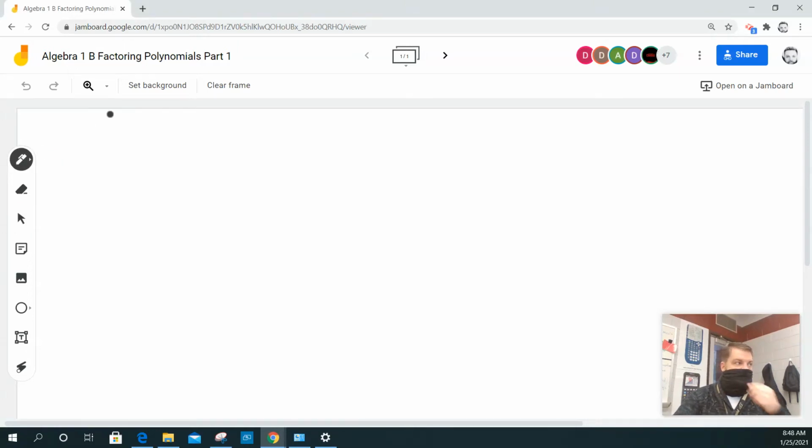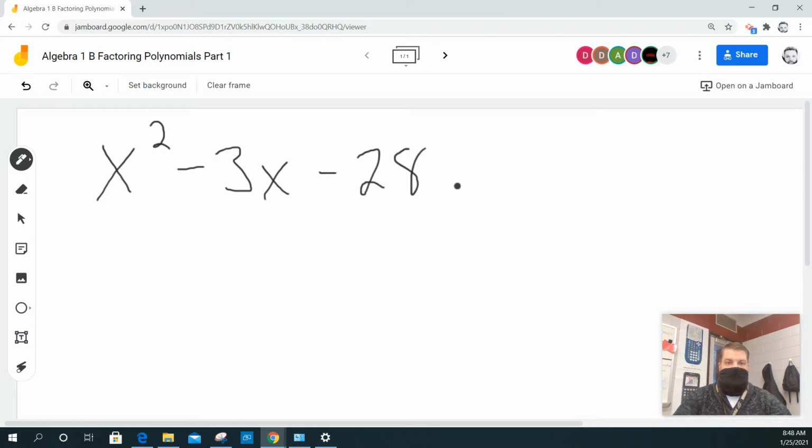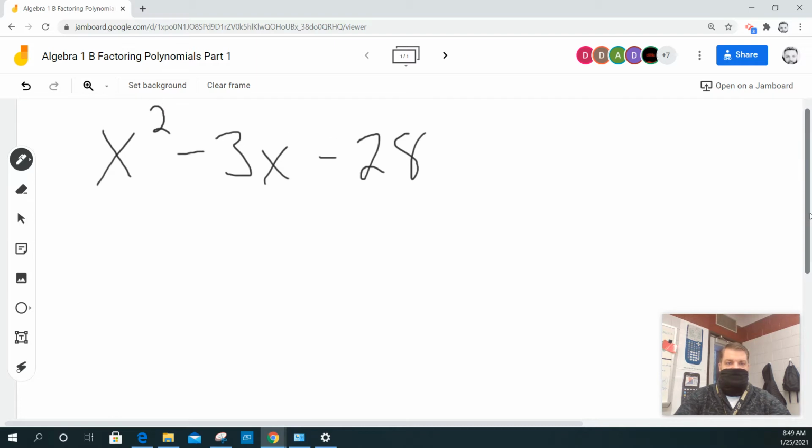We've been multiplying polynomials, but generally factoring is the reverse process of that. So I've got this equation here. This is a quadratic, a second-degree polynomial. And usually this is a product of two linear factors.